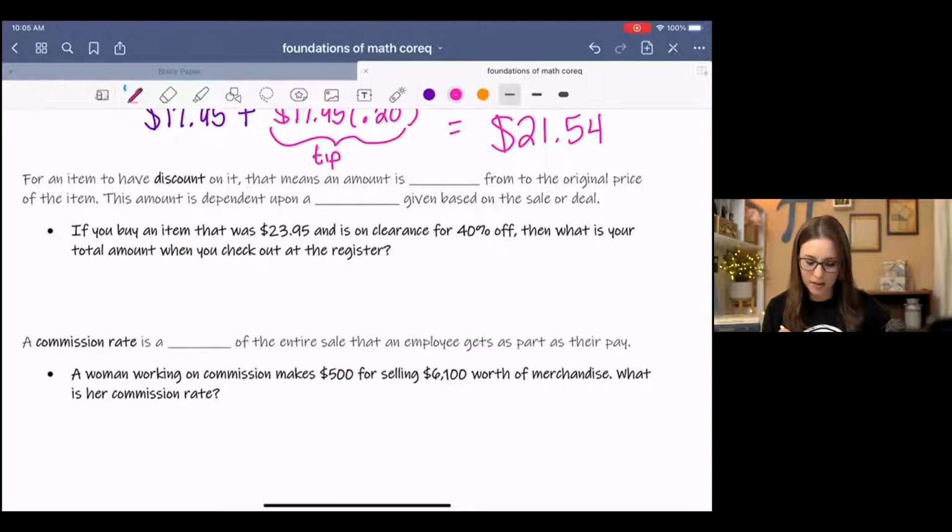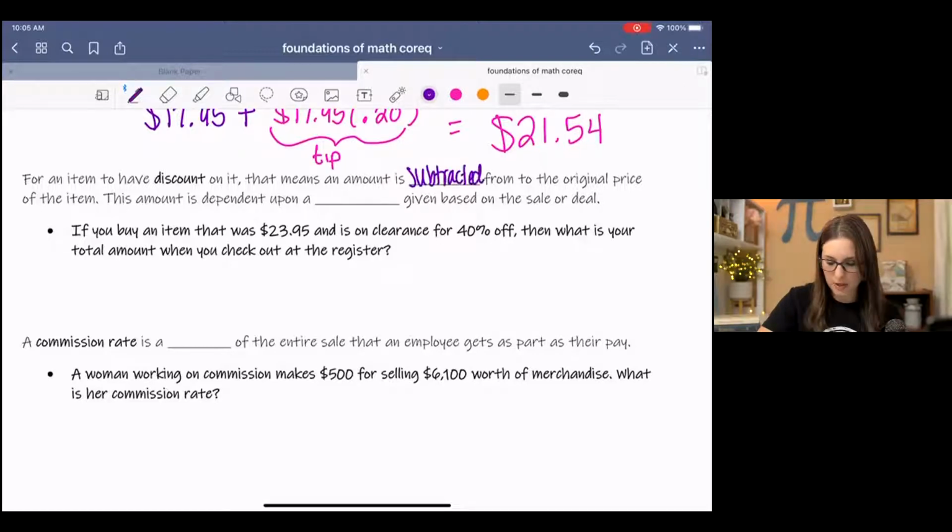For an item to have a discount on it, that means that the amount is subtracted, not added. Discount means subtracted from the original price. This amount is dependent upon a percent given based on the sale or the deal. And this is something also, if you're out shopping, that instead of pulling out your phone and calculating your discount every time, you can kind of do this like you do a tip. You can round up your price, multiply by the front number of the discount, subtract that off, and you get an idea as to what it's going to be. That way, when you get to the register, it's not a surprise. Unless they have like an added discount that you're unaware of.